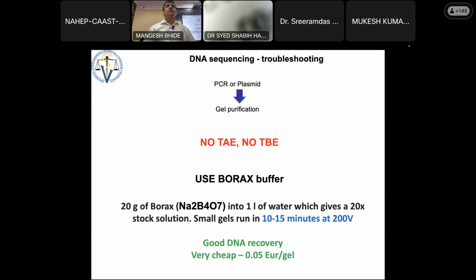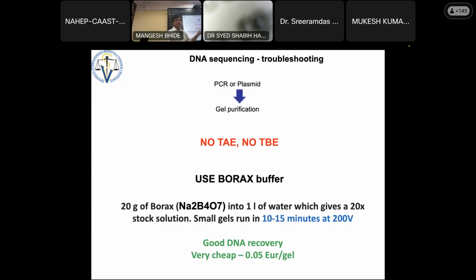They are very slow. I have only 10 minutes. So how many minutes do you run? 1 hour? Half an hour? I want 10 minutes, for example, and I would like to see how it is separating in real time. I don't want to wait and then put it. So what I do is, on that transilluminator, which is blue, I put my tank on that, and I use the borax buffer. So this is sodium borate.